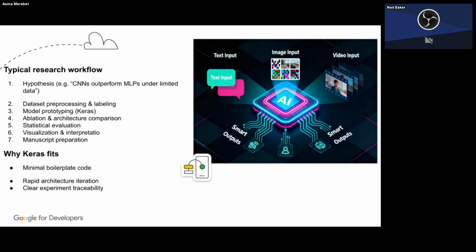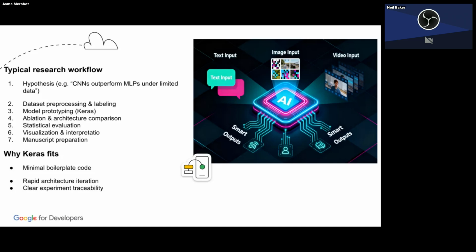I give the example of colon cancer because my research is typically in healthcare, and I'm working on colon cancer detection. So this is the first thing. We have to ask the question.